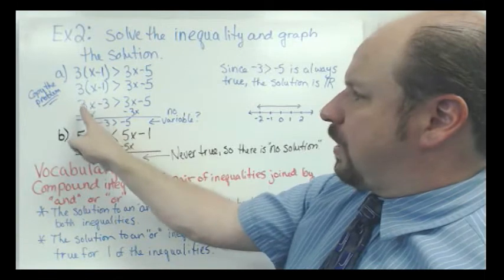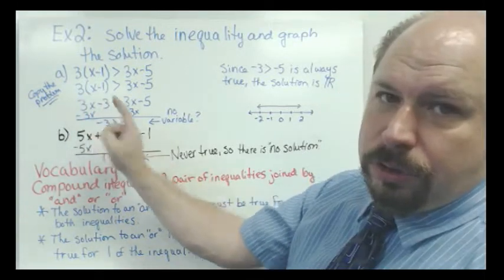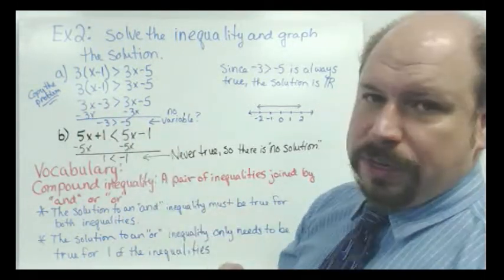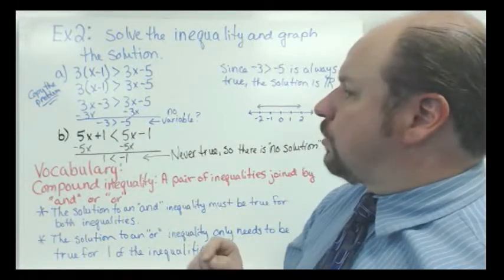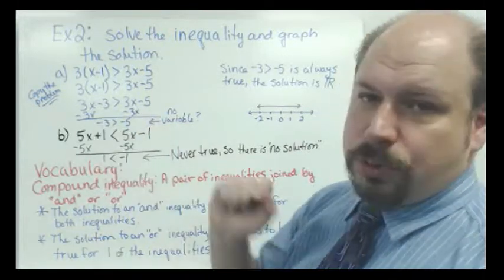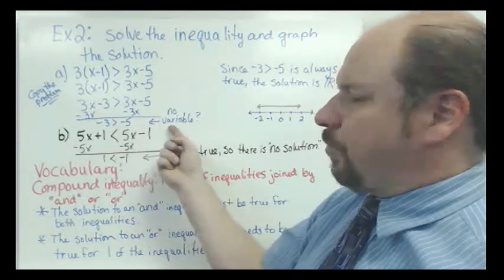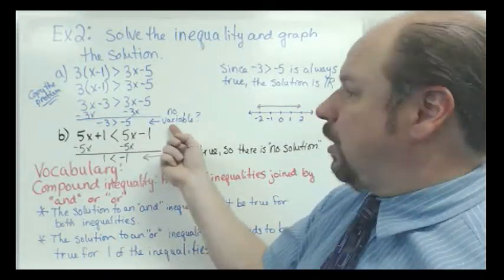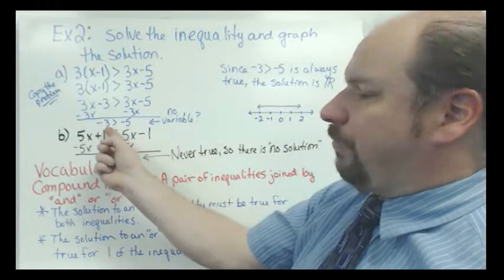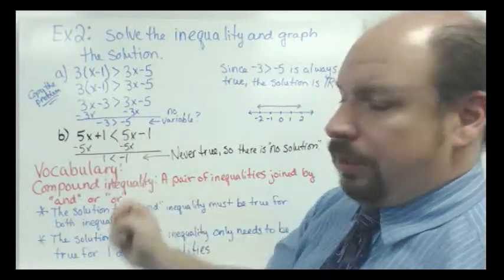So 3 times x is 3x. 3 times negative 1 is negative 3. So we have 3x minus 3. Okay. So now let's go ahead and subtract 3x from both sides. And notice what happens when we do that. There's no variable anymore. The variable is gone. So all we have left is negative 3 is greater than negative 5.